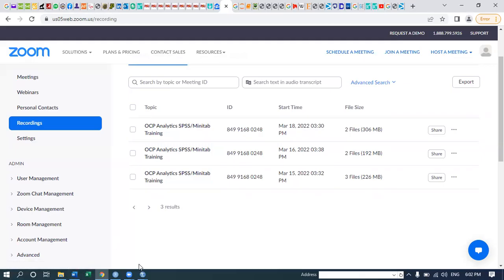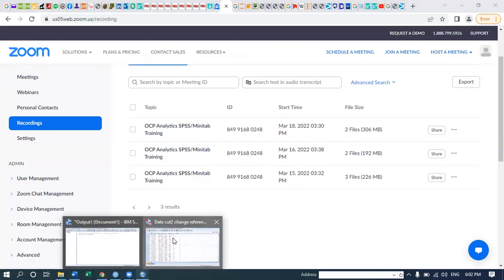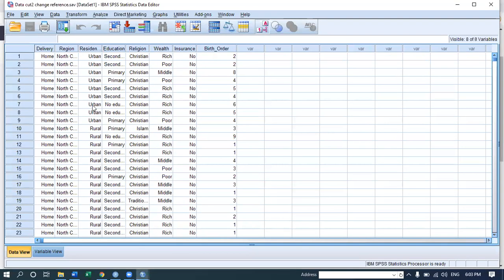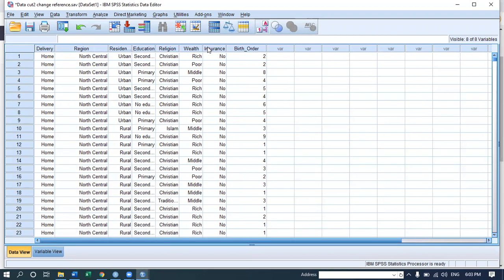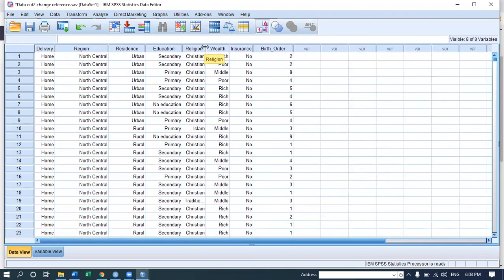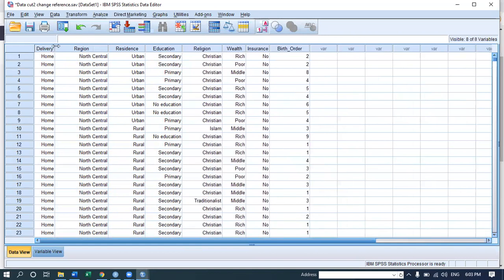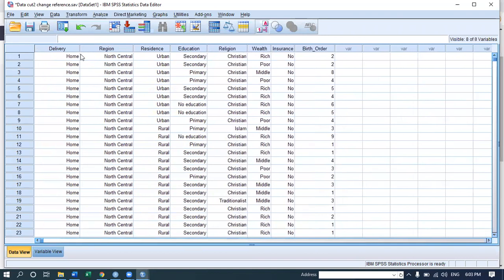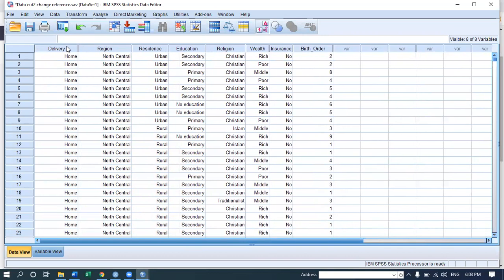So briefly, let me share my screen. So we'll continue. So we have a work here. So this is the data we're going to use. Now, the dependent variable here is place of delivery. Now, let me explain briefly about this data. This data is about place of delivery.